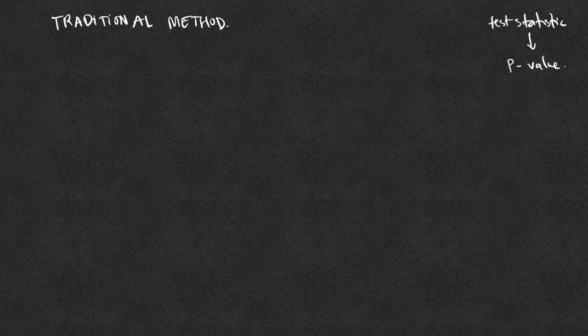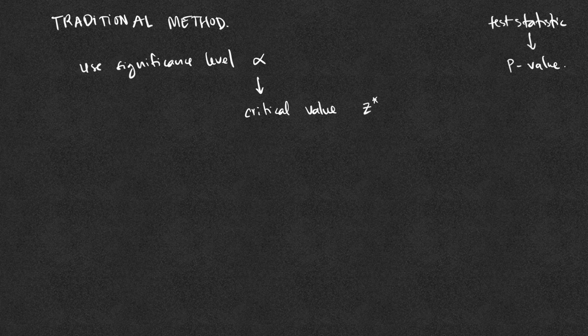With the traditional methods, we use the significance level alpha. If the significance level is not given in the problem, we would use the standard alpha equals 0.05. Then we look up the critical values. For the z-test, the critical value will be z star to distinguish from the z-score. Or for the population mean test, the critical value can be either z star or t star.